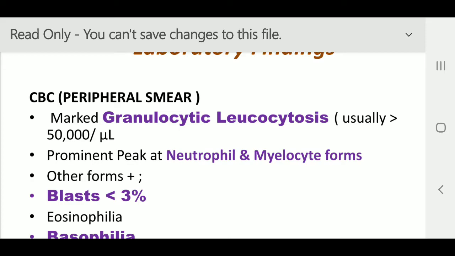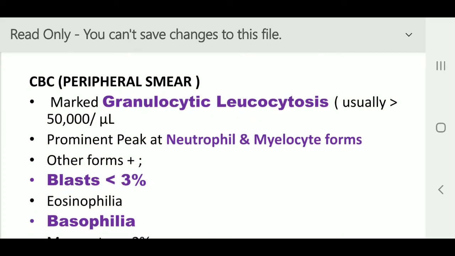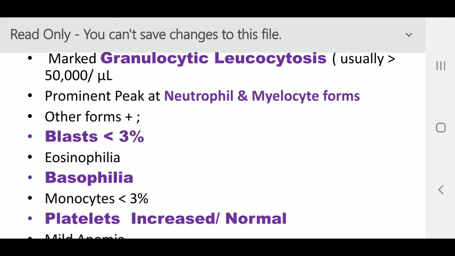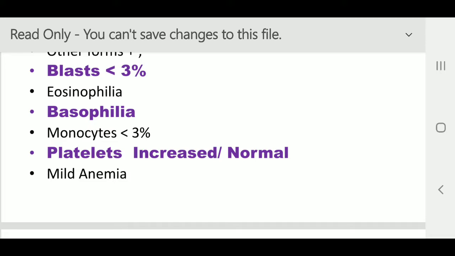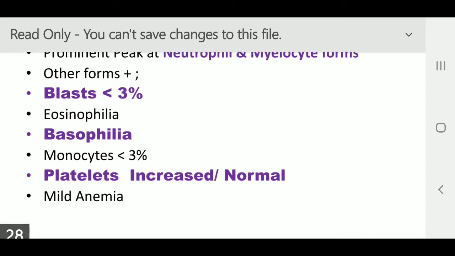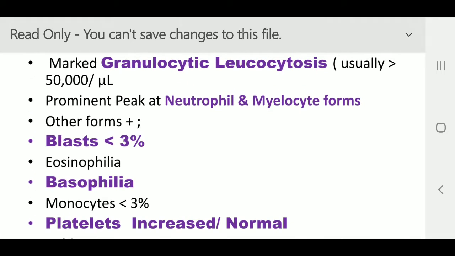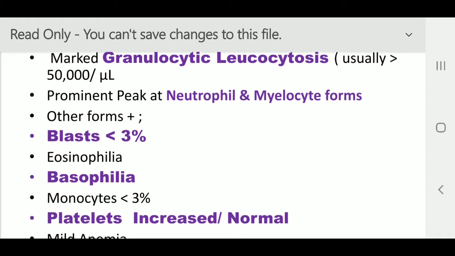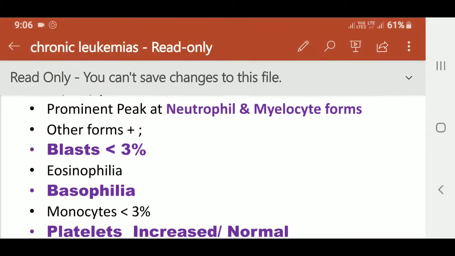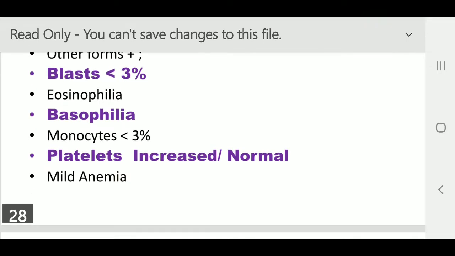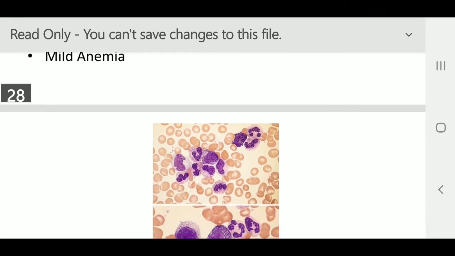Remember the myeloid series: after the promyelocyte come the metamyelocyte, the myelocyte, and the band forms, then the neutrophils. So there is a peak at the neutrophil and myelocyte forms. Blasts on peripheral smear are less than 3%. There can be eosinophilia, but basophilia is very prominent, and platelets are either increased or normal. The key features are a peak at neutrophil and myelocyte forms, basophilia, normal or increased platelets, and a peripheral smear that shows myeloblasts less than 3%.